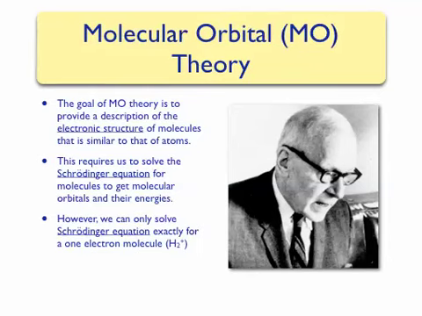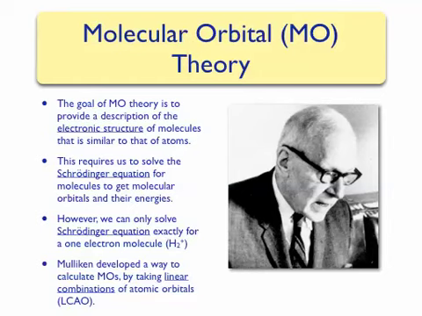However, you might remember that we could not solve the Schrödinger equation for an atom with more than one electron exactly. The same thing happens when we try to solve the Schrödinger equation for a molecule. We can only solve the Schrödinger equation exactly for one electron molecules, for example, a hydrogen molecule with a positive 1 charge. However, just like with atomic orbitals and the electronic structure of atoms, we can approximately solve the Schrödinger equation to get molecular orbitals and their energies. This is what Mulliken did.